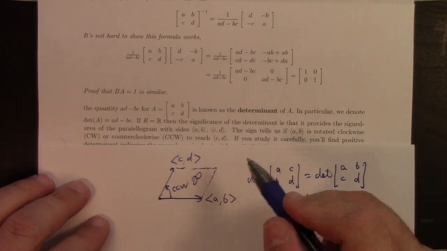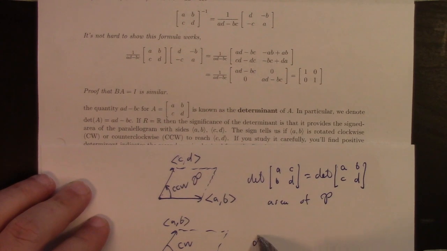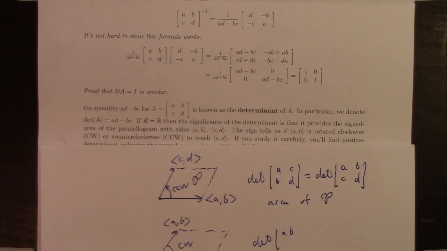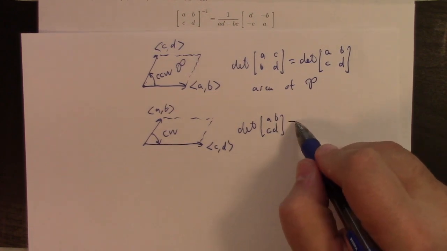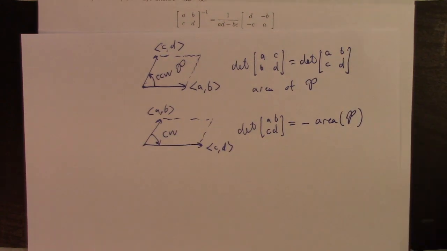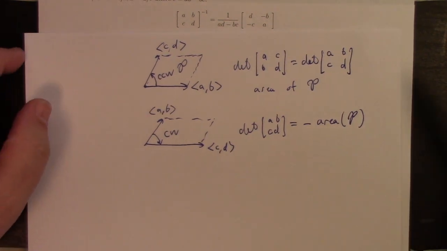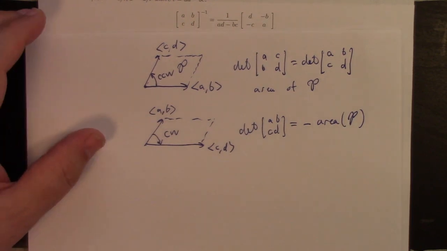If, on the other hand, the picture was like this, in other words a clockwise rotation, then the determinant of ABCD, oops, sorry, I'm writing off the page, would actually be equal to minus the area of P. So the sign of the determinant tells you whether the columns are related by clockwise or counterclockwise rotation, if we're talking about a real matrix.